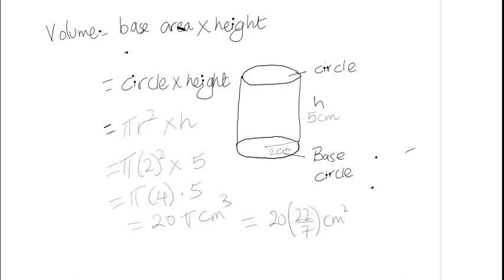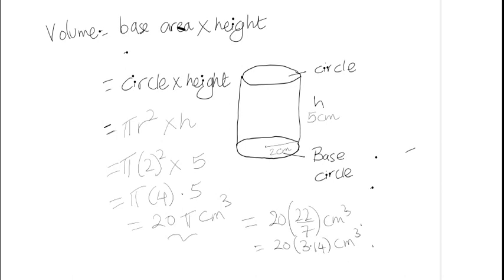Sometimes they ask you to use pi as 3.14. Then you will do 20 times 3.14 centimeter cube. All right? So it all depends on what they are asking you to use. If they don't tell you anything, it's totally fine to leave in terms of pi. Actually, it's better to leave in terms of pi. Do you know why? It's more accurate.